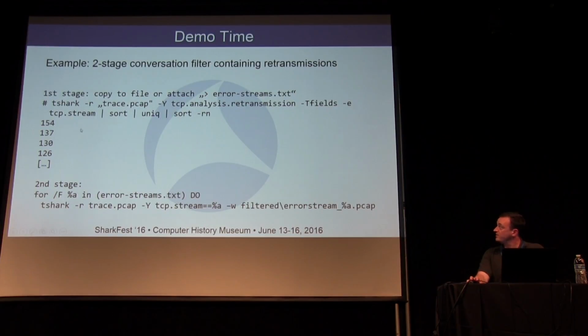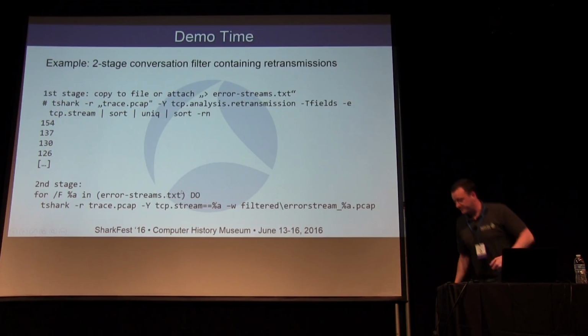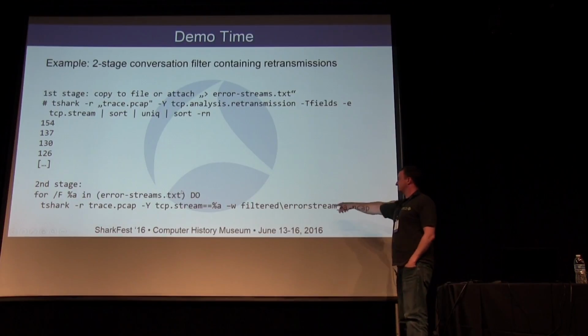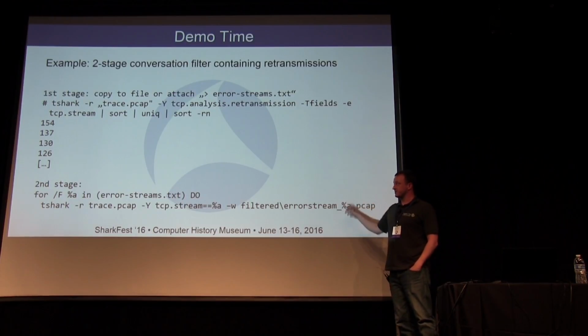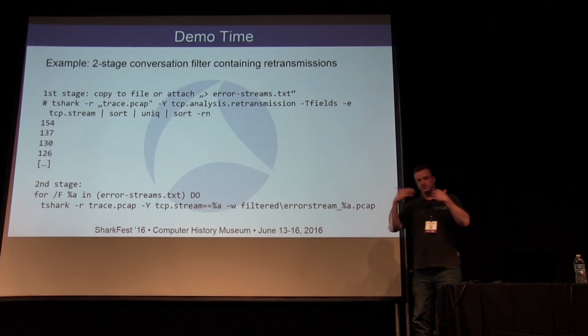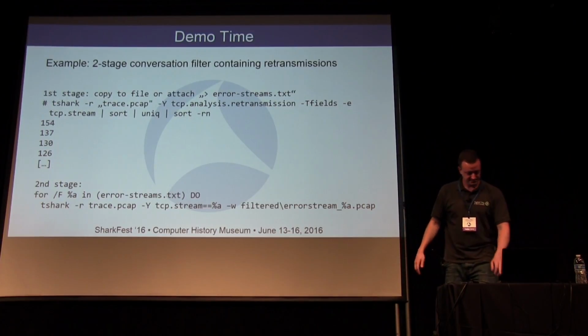So you pipe all the TCP stream results into a text file, and then you say, okay, for all these numbers, jump back into the data and please filter TCP stream number 154, 137, 160, and so on. And you will get a new output file which is named error stream underscore, in this example 154, or error stream underscore 137. So you have that ready to analyze.